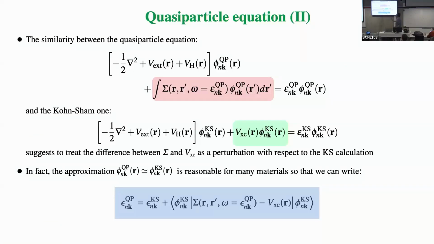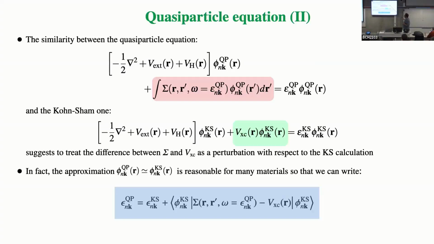Now, if we compare the quasi-particle equation written here with the Kohn-Sham one, obviously the first two terms are the same: kinetic plus external potential. The main difference is essentially that in Kohn-Sham we have a VXC. In the quasi-particle equation we have this integral in which sigma acts as a kernel. So from this perspective, we can see VXC as a static and local approximation to the self-energy. But we have already solved this problem at the Kohn-Sham level. So this means that we can reuse this information to try to solve the quasi-particle problem in a perturbative way.